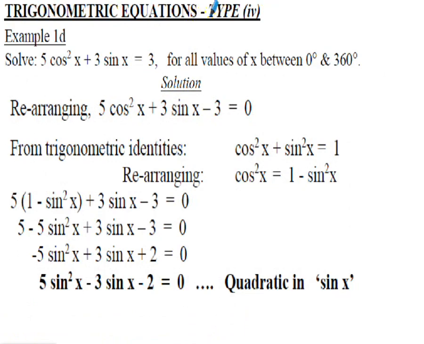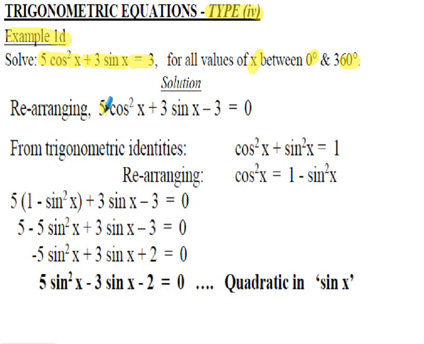Okay, type 4 solutions, the final type of solution we need to look at here. Example 1d is a type 4 solution. We're given 5 times cos squared x plus 3 times sine x is equal to 3. Going to find our solutions of x between 0 and 360 degrees again. Now, this is a case where in our equation I've got two functions, a cos function and a sine function. So I have to try and remove one function to leave it in terms of either cos or sine.